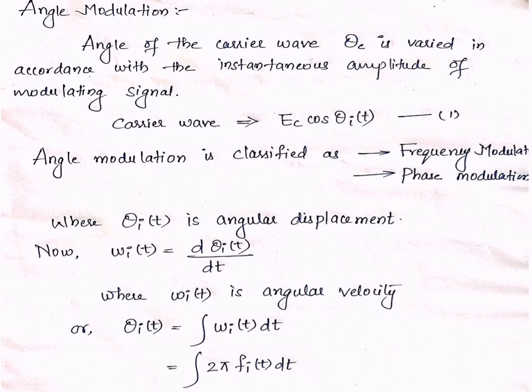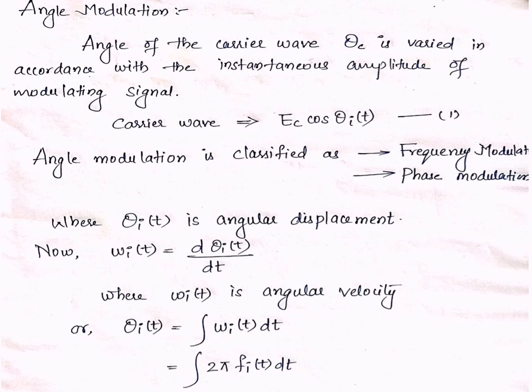Now, how can we represent a carrier wave? That is given as Ec cos theta i(t). So in terms of angle, we can write our carrier wave as Ec cos theta i(t). Now angle modulation is classified as frequency modulation and phase modulation, of which we need to study only frequency modulation. So before going to frequency modulation, we need to know some terms. That's why I have included this slide.